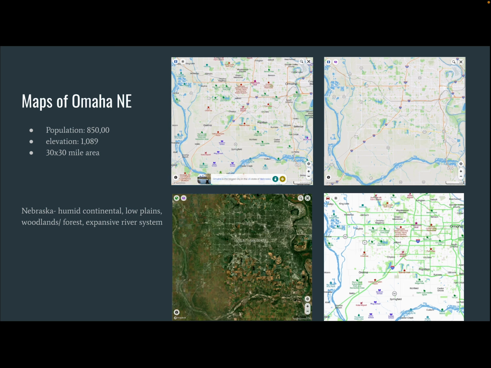Our vegetation is mainly temperate grassland, which is now farmland. And along the rivers, you can find woodlands and forest. And there's an expansive river system that extends throughout the whole state, but really just encompasses the region that I'm talking about today.